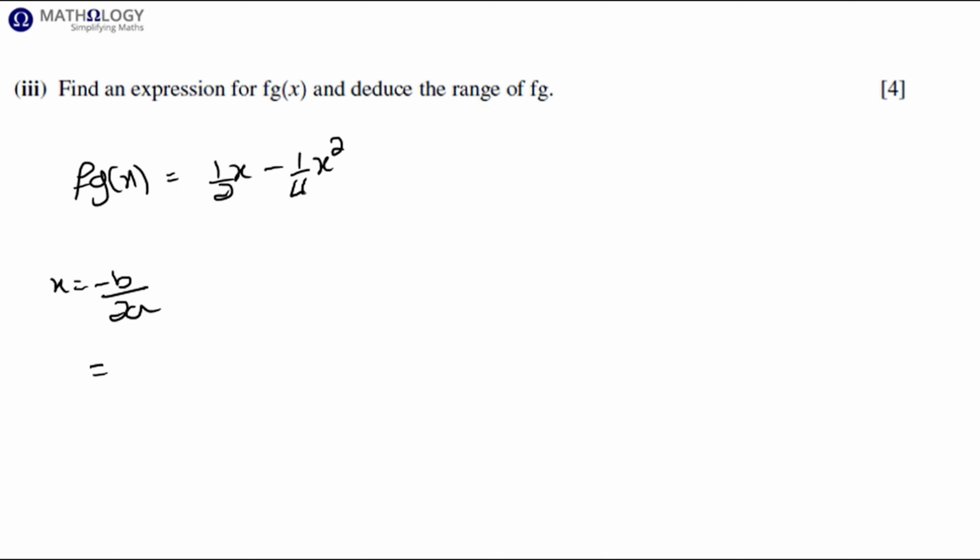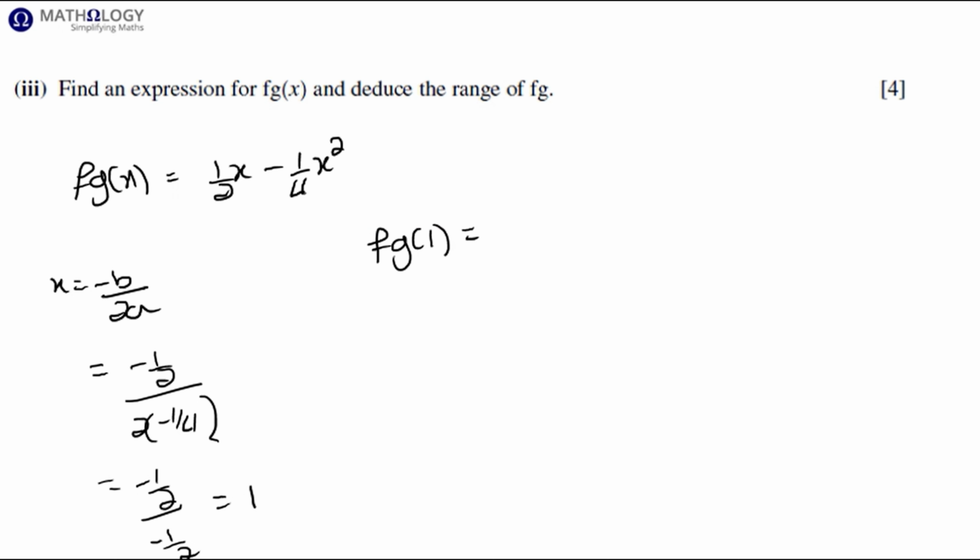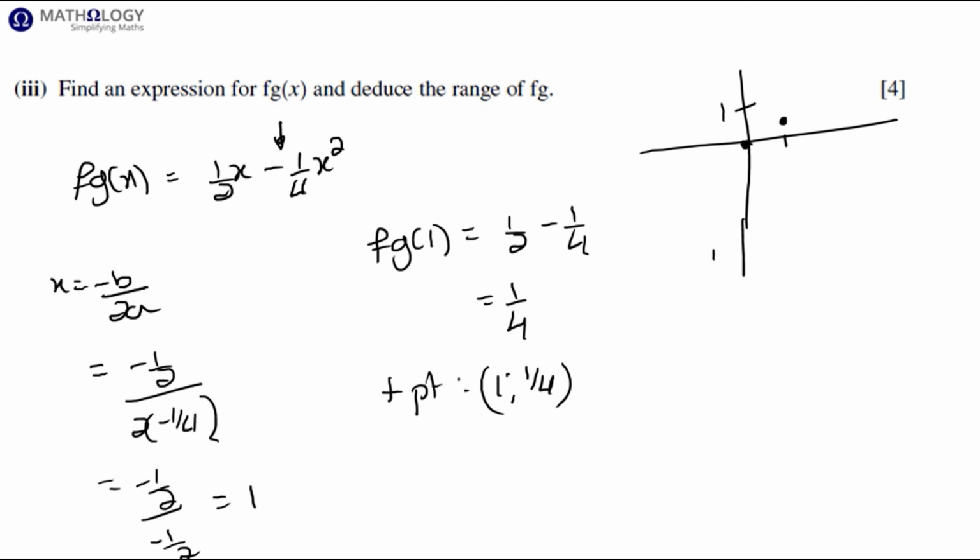So x equals minus b over 2a. So we'll have minus a half divided by 2 times minus a quarter. So minus a half over minus a half, which is 1. So f of g of 1 will be a half minus a quarter, which equals a quarter. So the turning point is going to be 1, a quarter, which means the function will shape downwards.